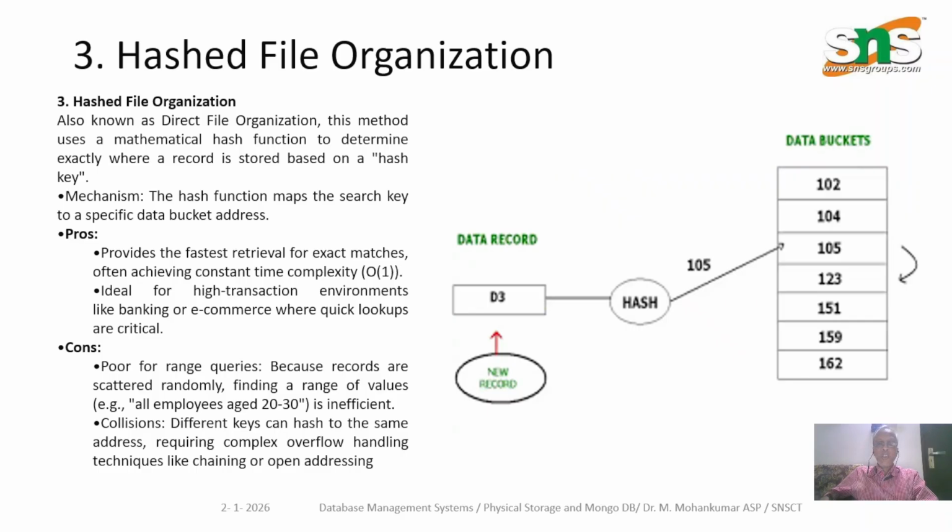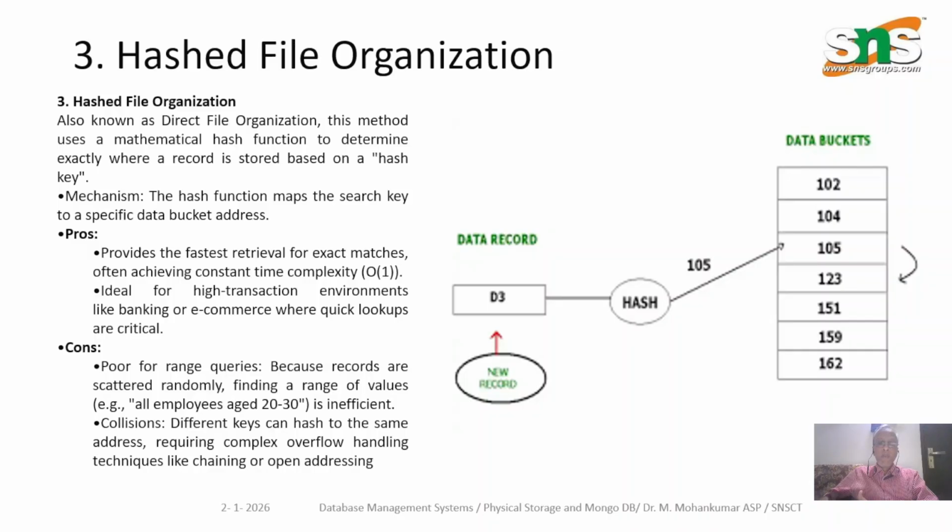Hashed file organization, also known as direct file organization. This method uses a mathematical hash function to determine exactly where a record is stored based on the hash key. Because we have a hash key value, it is very difficult for a user to understand where it is stored. The hash function maps the search key to a specific data bucket address. It provides the fastest retrieval for exact matches, often achieving constant time complexity. Ideal for high-transaction environments like banking or e-commerce where quick lookups are critical.